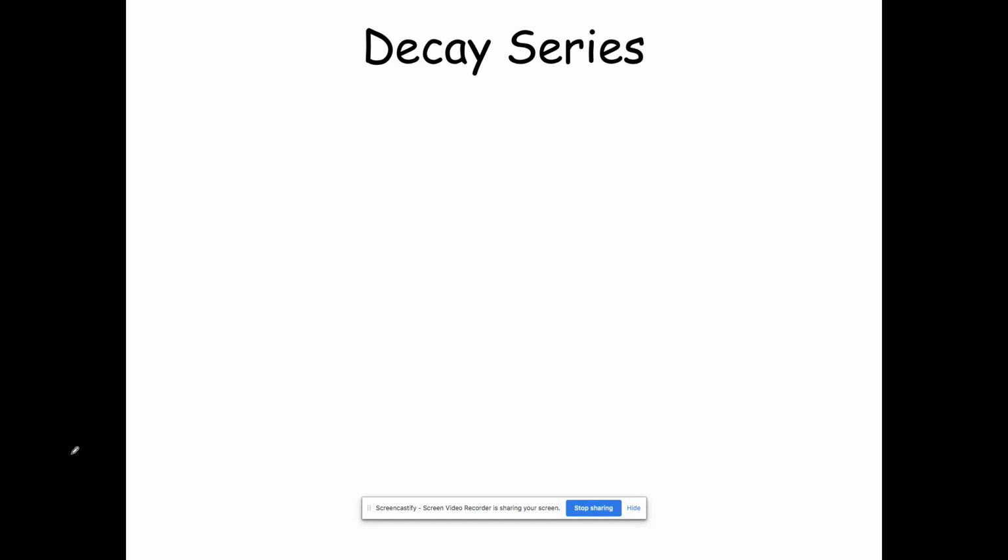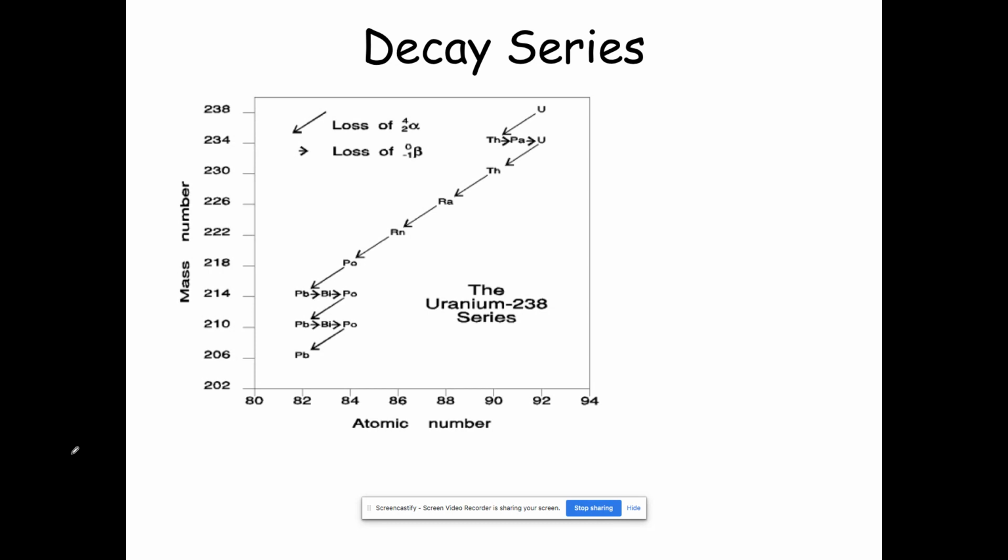Remember, all the way up to element 83, those are the ones that are radioactive. Yeah, 83 is the last stable one. So if you decay and you're still not an atomic number 83 or lower, you're going to have to continue. So here's an example of a decay series.